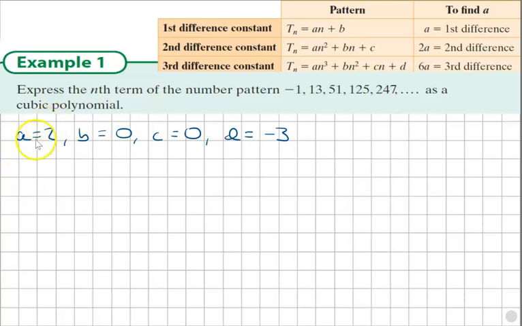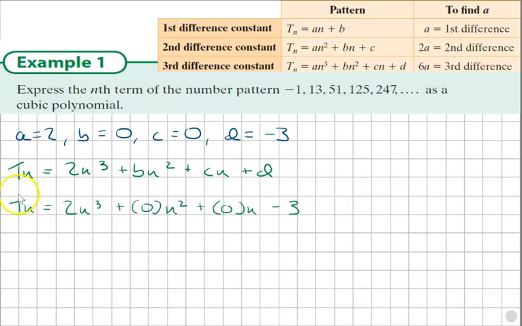So I know A is equal to 2, B is equal to 0, C is equal to 0, and D is equal to minus 3. So subbing into my nth term, I already know the 2, that's why the 2 is already in there. Replacing the B with 0, the C with 0, and the D with minus 3, I simplify to get Tn equals 2n cubed minus 3. So this is my nth term formula for this pattern.